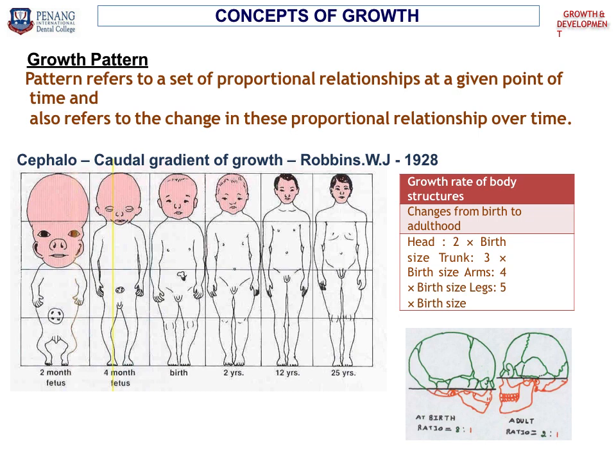So we move on to concepts of growth. The first thing is a pattern. Pattern refers to a set of proportional relationships at a given point of time, and it refers to the change in these proportional relationships over time. If you look at this picture, this is a typical cephalocaudal gradient of growth, and you see the first picture, which is 2 months fetal. The size the head is occupying in relation to the entire body is about 50%. With time, you see the size of the head is decreasing compared to the entire body. That means proportional relationship is what I'm talking about.